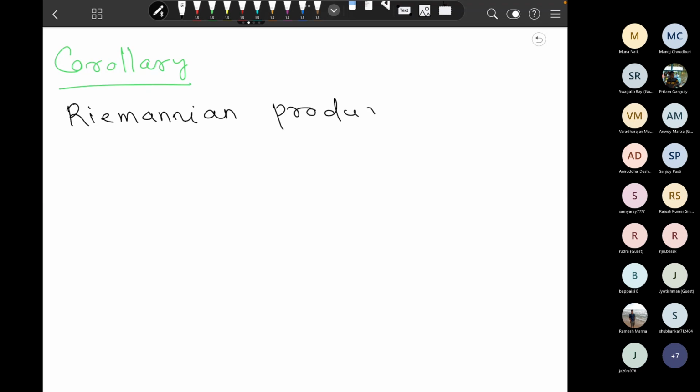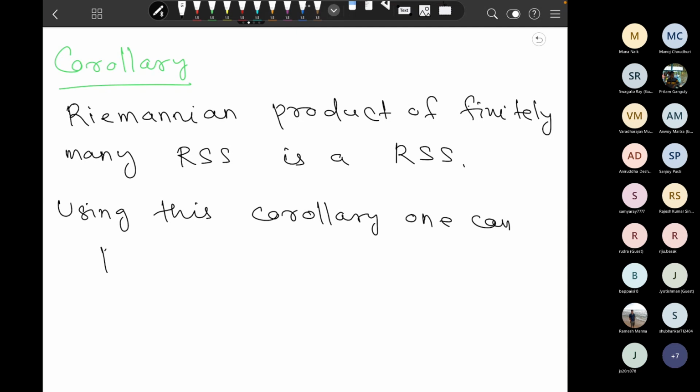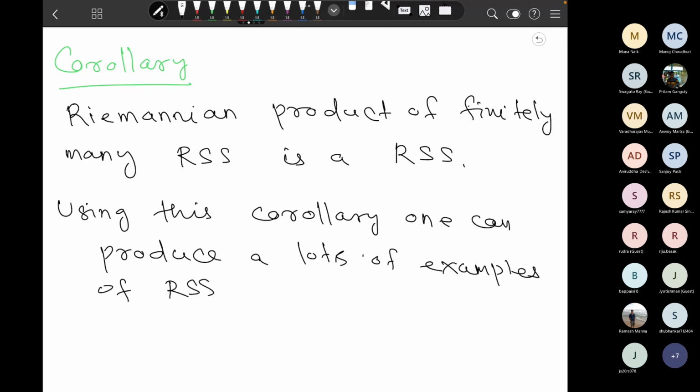And product of finitely many RSS is a RSS. Okay. So using this corollary, one can give a lot of examples. Corollary, one can produce a lot of examples of RSS.